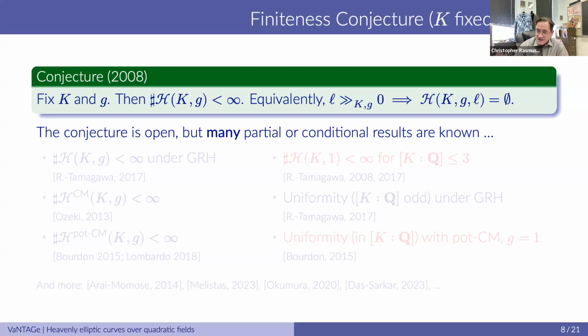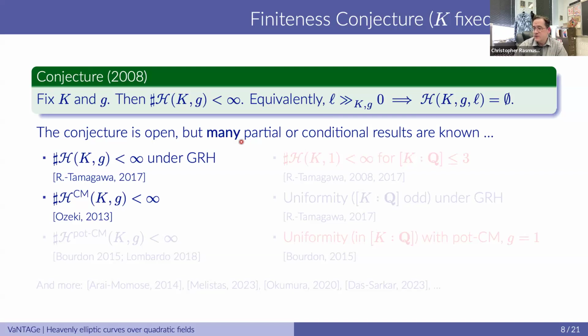And so this is a partial list of the available results. I just wanted to try and give a sampling here. Under the assumption of the generalized Riemann hypothesis, Akio and I were able to give a full proof of the conjecture. Ozeki was able to demonstrate that when the abelian variety is assumed to possess complex multiplication over its ground field, then this set is finite.